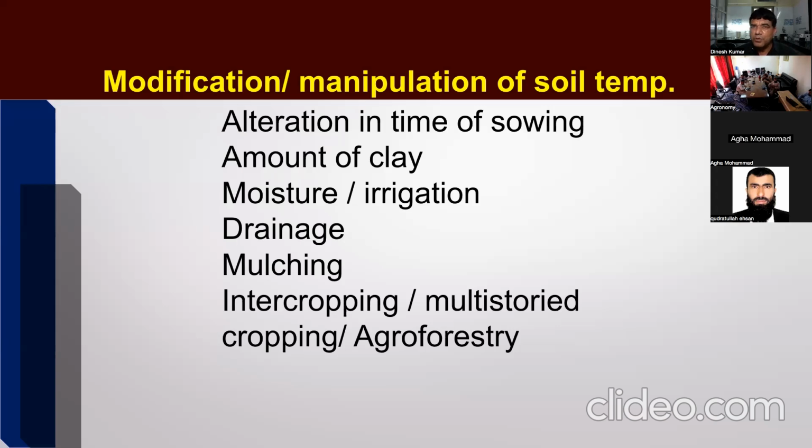So you can have two crops, means two stories, three crops, three stories, four crops, five crops, and this can be practiced under agroforestry system.